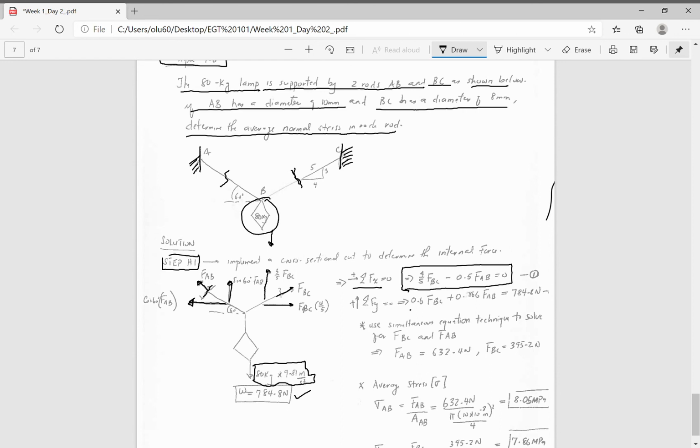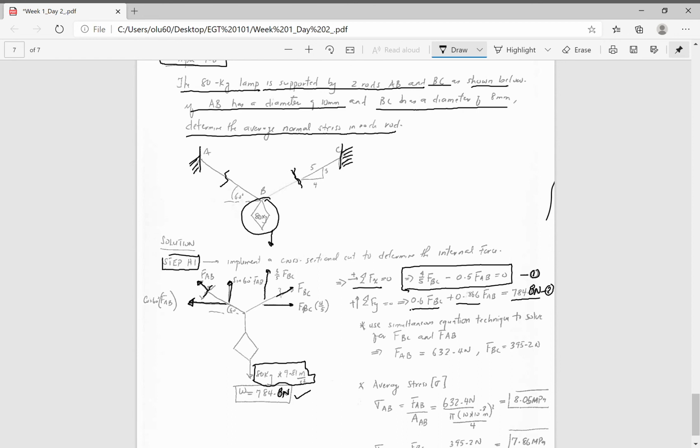Sum of the forces in the y direction, we have 0.6 FBC plus 0.866 FAB equals 784.8 newtons. Oh, this is 0.8, I'm sorry, this is 0.8 right here. So now you have equation 1 and equation 2.